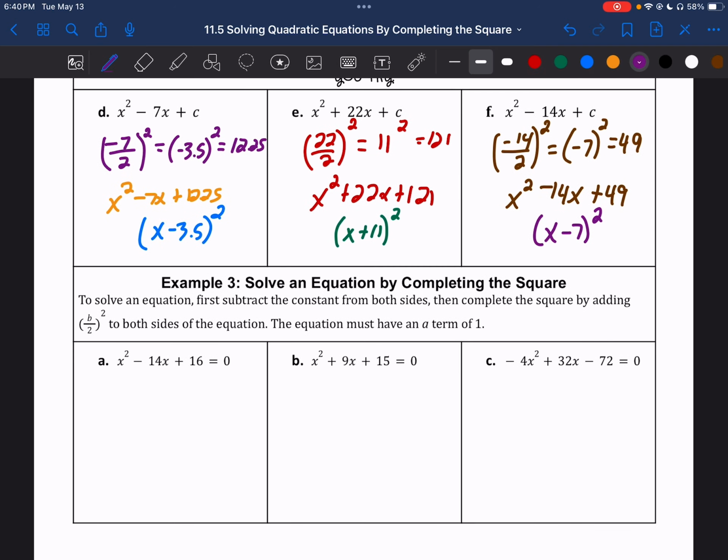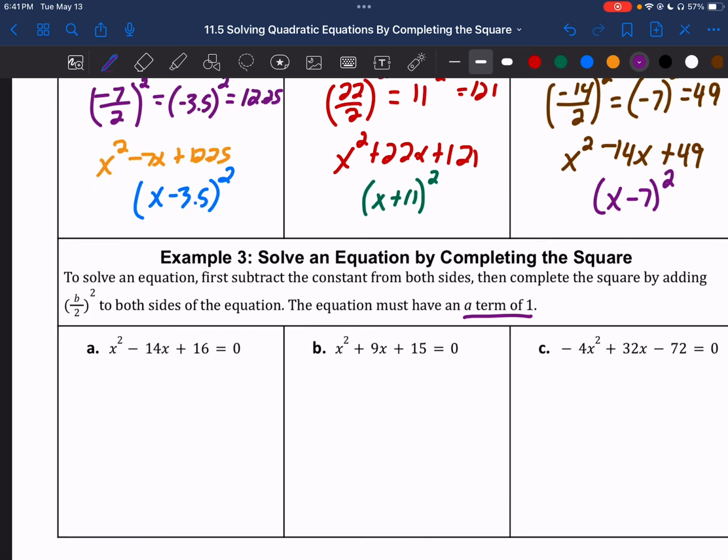So example 3 is to solve an equation by completing the square. To solve an equation, first you need to subtract the constant from both sides so that it's just an x squared term and an x term. And then you're going to complete the square by adding b over 2, the quantity squared, to both sides of the equation. And the equation must have an a term of 1.